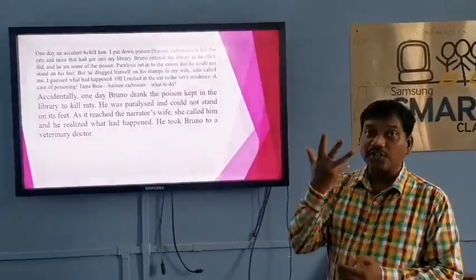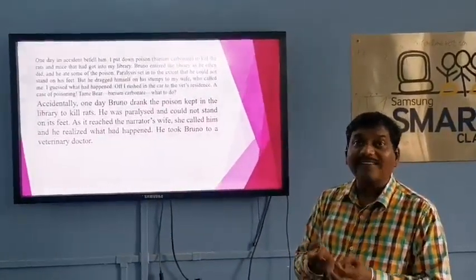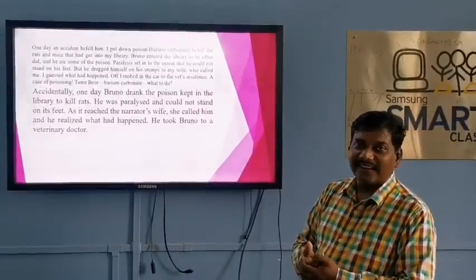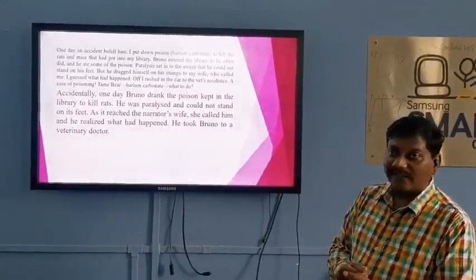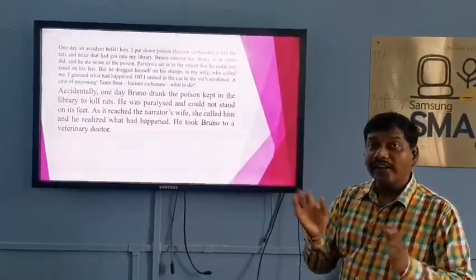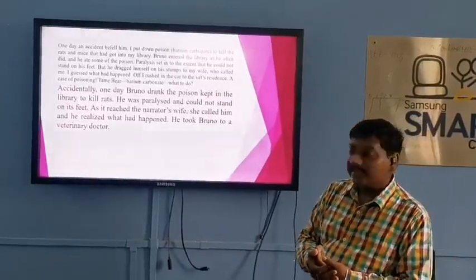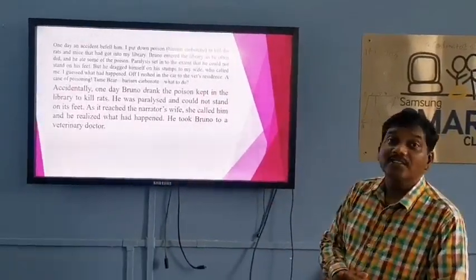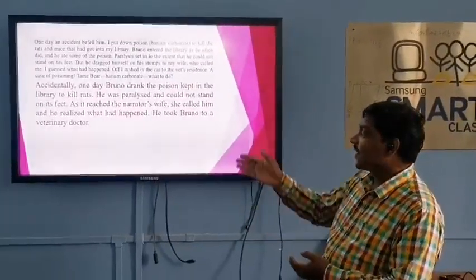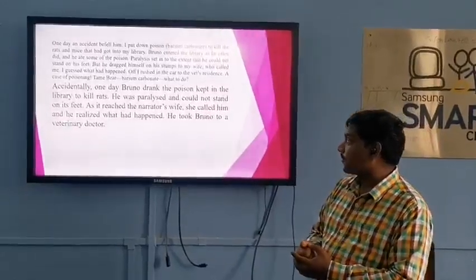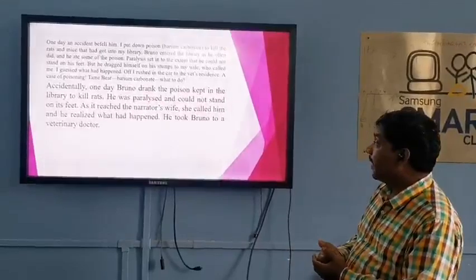Bruno drank poison, which was kept in the library to kill rats. The writer had kept the poison to kill the rats in the library, but accidentally Bruno drank it. So, what problem did it cause? Thereafter, he was paralyzed and could not stand on his feet. As it reached the narrator's wife, she called him, and he realized what had happened.